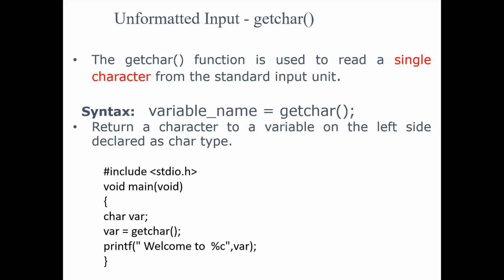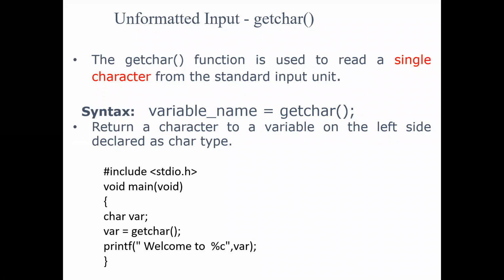So we have seen this morning the unformatted input and output. Unformatted input functions: you can have getchar, getch, getche and so on, mainly for getting a character and using it as its ASCII value. But if you want to use it as a character, you can use the getchar function to read a single character.